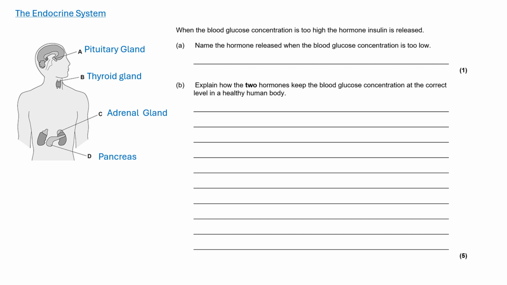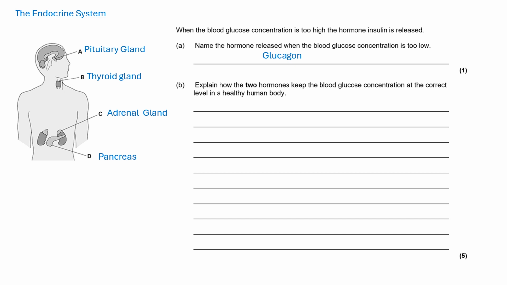If you do higher tier or triple, then you need to know that it's the alpha cells that produce glucagon and it's the beta cells that produce insulin. You should be prepared to describe the hormonal response to blood glucose levels, and possibly if you're doing the higher paper, response to temperature or water levels. Whichever the case they give you, it centres around a negative feedback question.